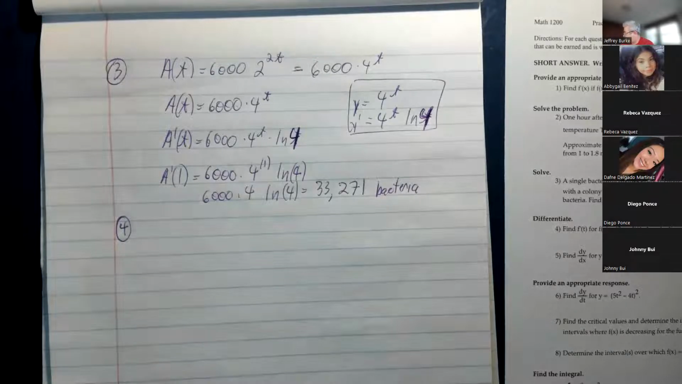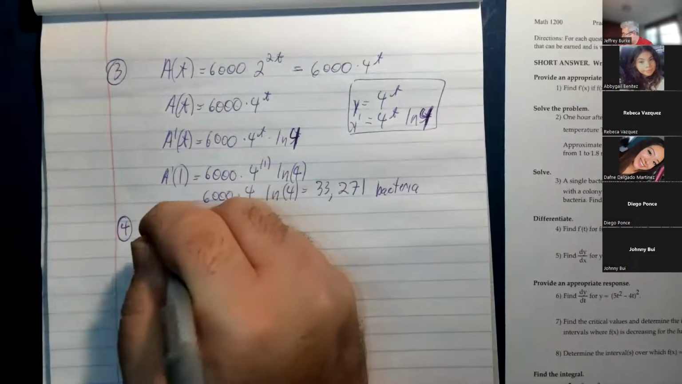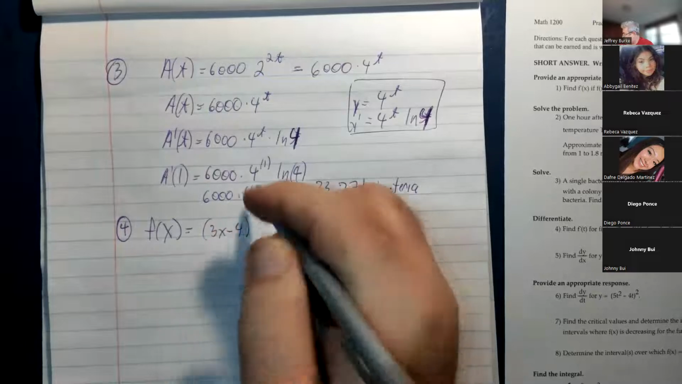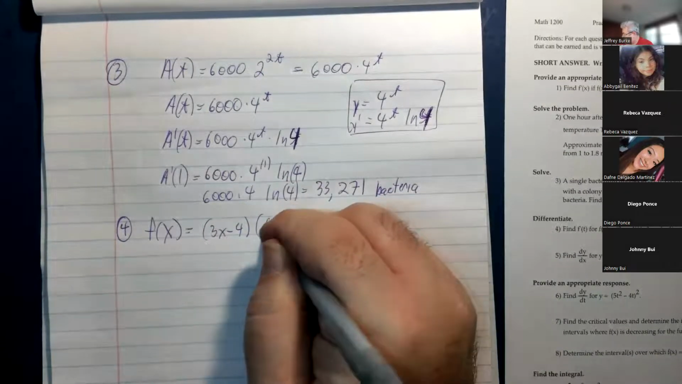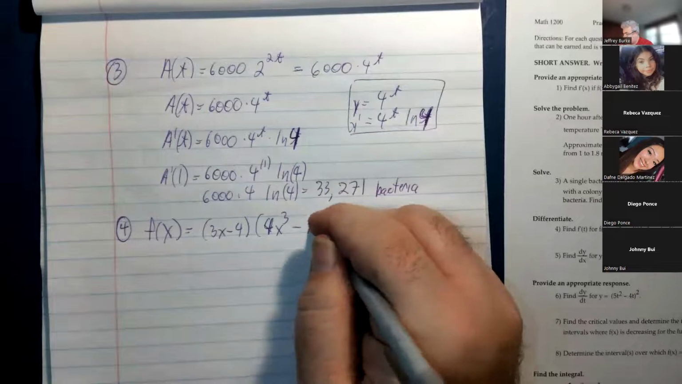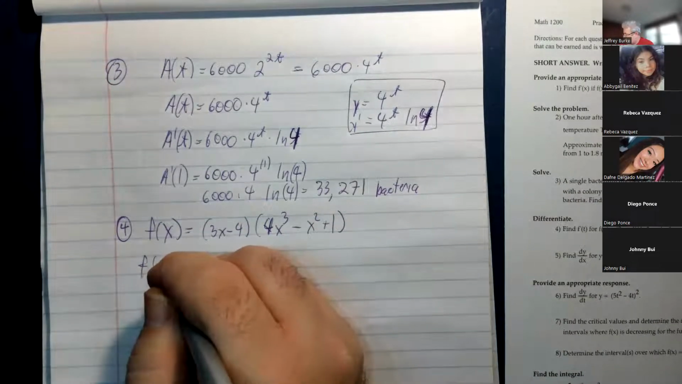Okay. Let's take a look at number 4 then. Here we're given the function f of x equals 3x plus 4 times 4x to the third minus x squared plus 1. We're told to find f prime of x.